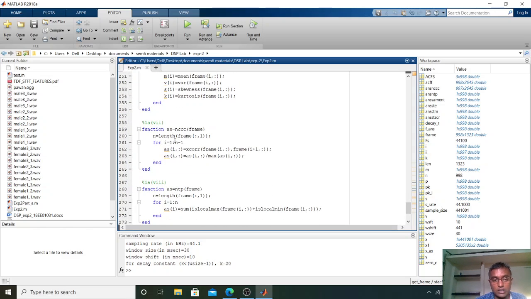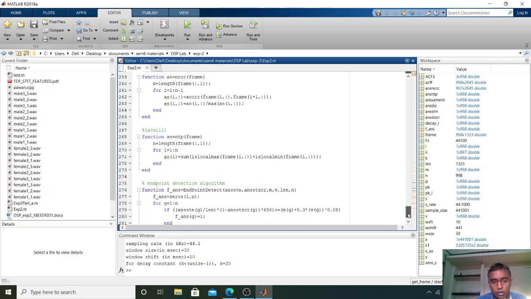Then NCC, the normalized cross correlation coefficient. Here I am taking consecutive windows and finding the cross correlation. For normalizing it, I am dividing by the maximum of that cross correlation. So in this one, the normalized cross correlation is obtained. After that, the number of turning points. For the number of turning points, I am just finding local maxima and local minima. This one gives all the local maxima, and this one gives all the local minima. I am summing both and storing it in this one, and this whole gives us the number of turning points.